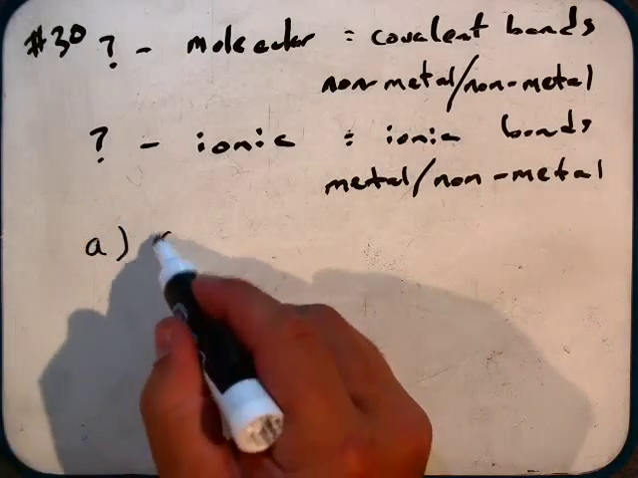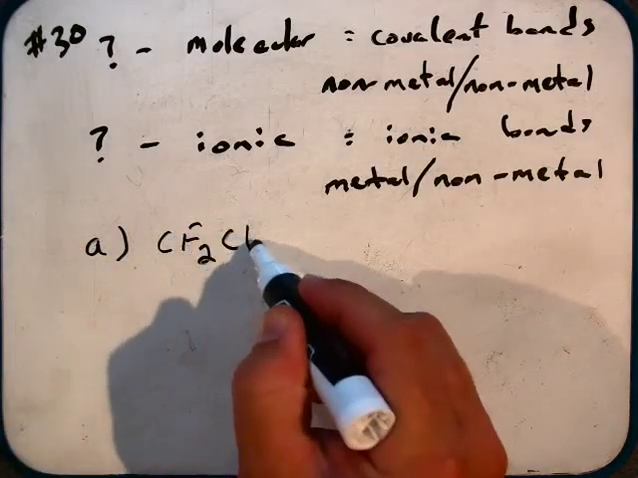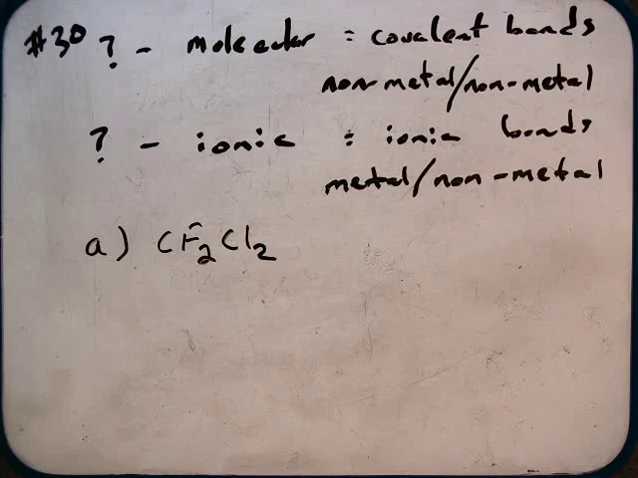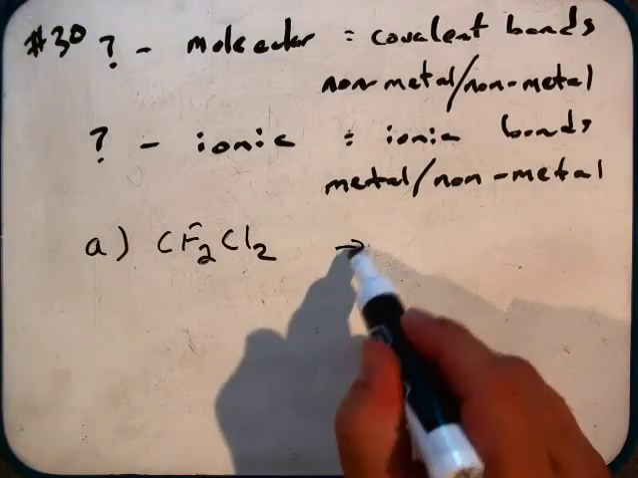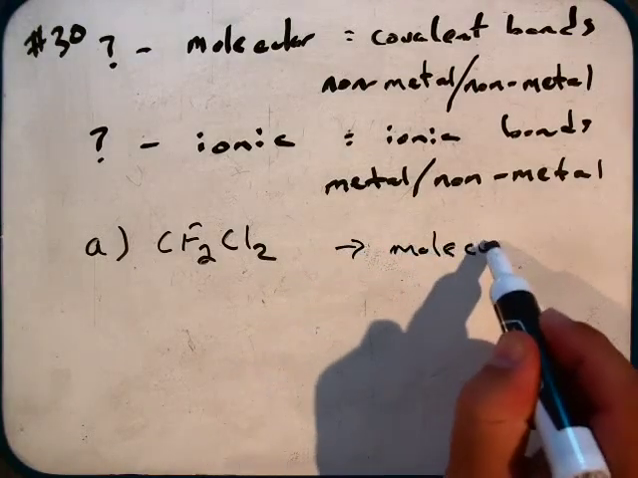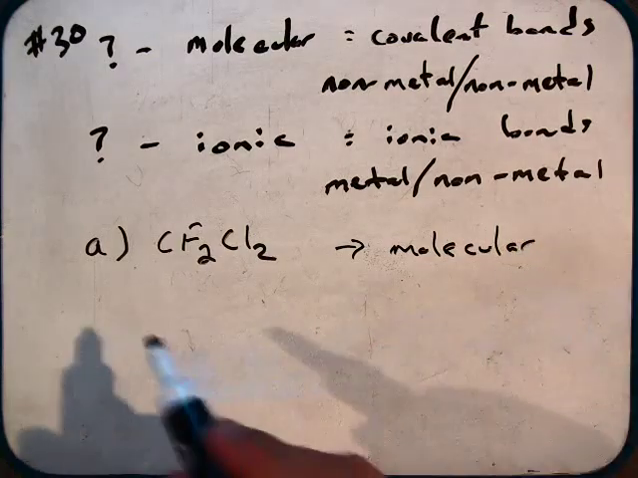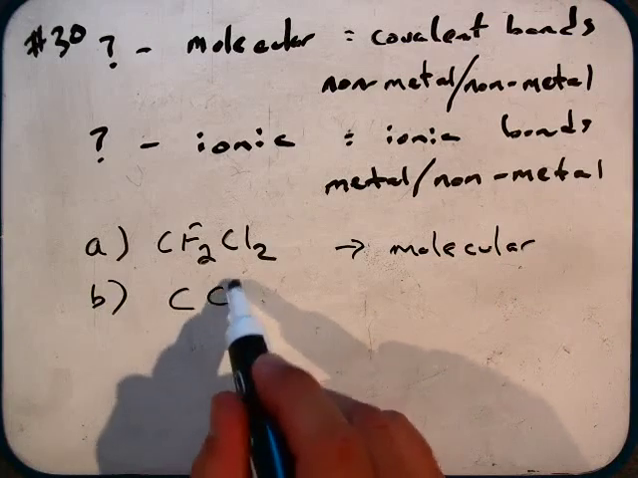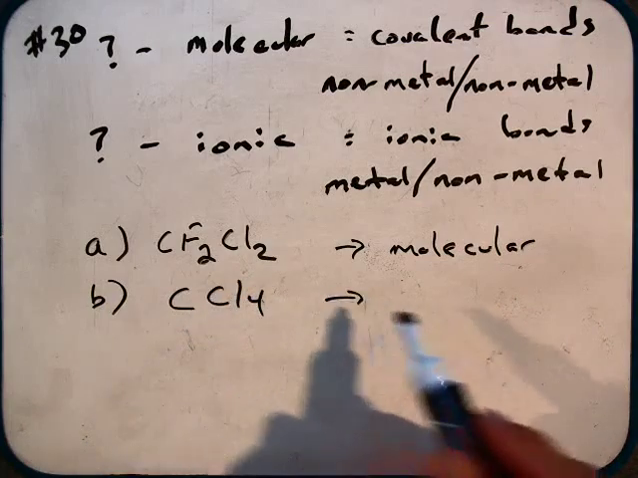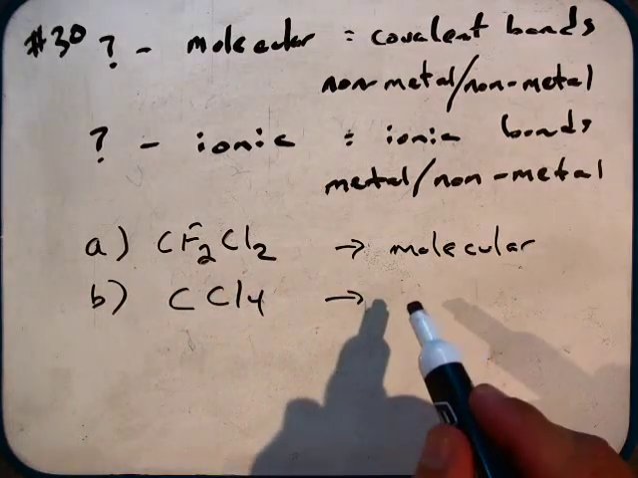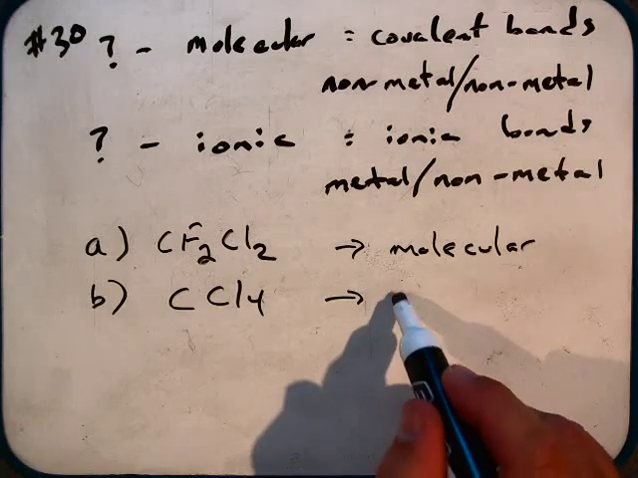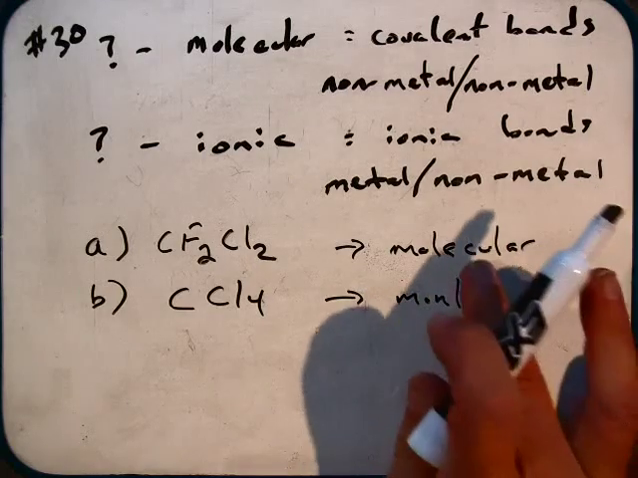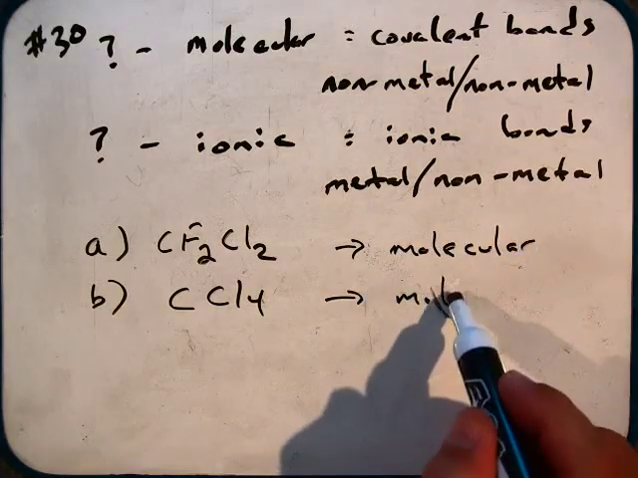So part A is CF2Cl2. All of these atoms, carbon, fluorine, and chlorine, are nonmetals. So this would be a nonmetal system. So this would be molecular, or made up of covalent bonds. For part B, we have CCl4. Again, carbon and chlorine are both nonmetals, so we have the same setup here with the molecular.